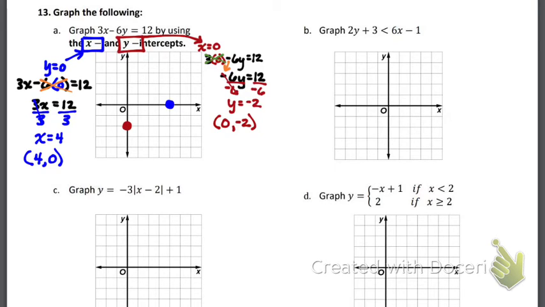Once I get those 2 points plotted, I grab my straight edge and I trace through them. Let's see if I can draw a slightly better line than that. There we go. So there's my line.